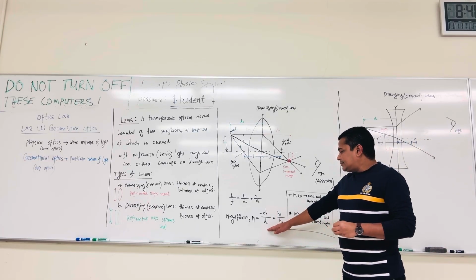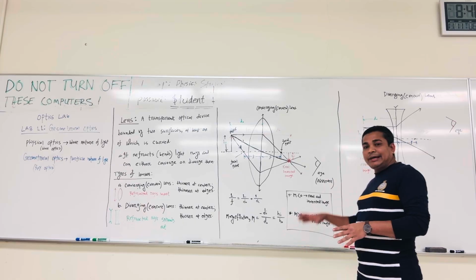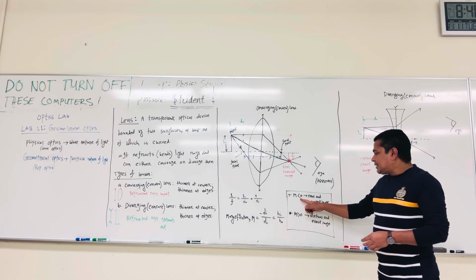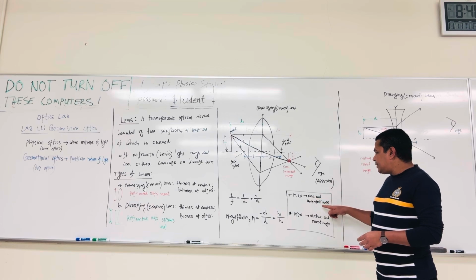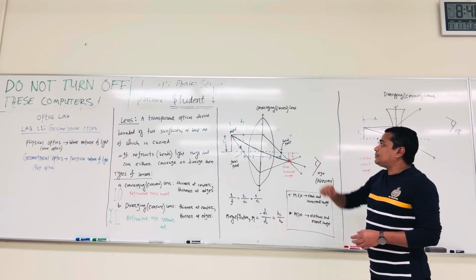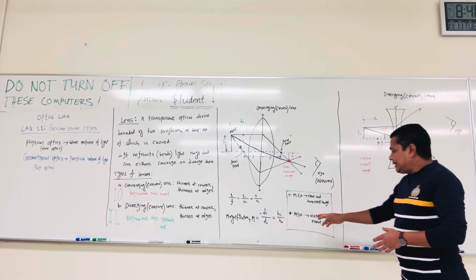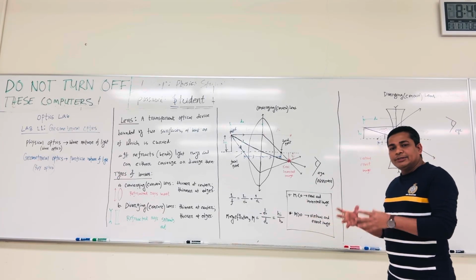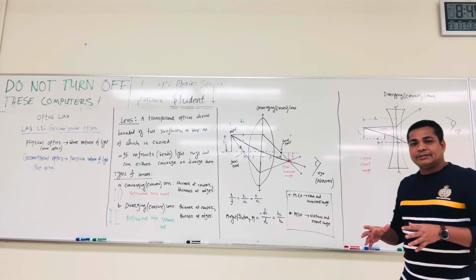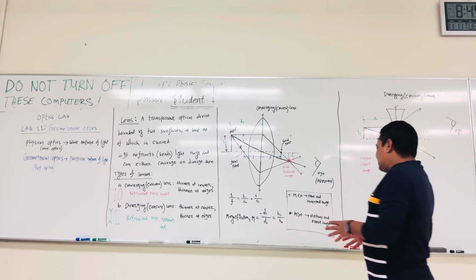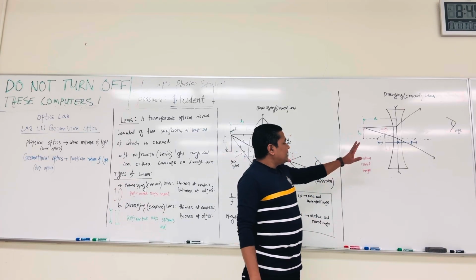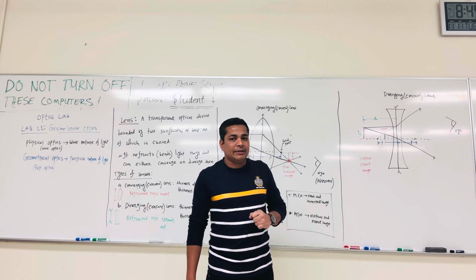This is the same expression for the diverging lens also. So there are two cases here. If M is less than 0, then we get a real and inverted image, what we saw here in the case of the converging lens. But if M is greater than 0, then we get a virtual and erect image. This virtual and erect image formation, we can see in the case of the diverging lens.